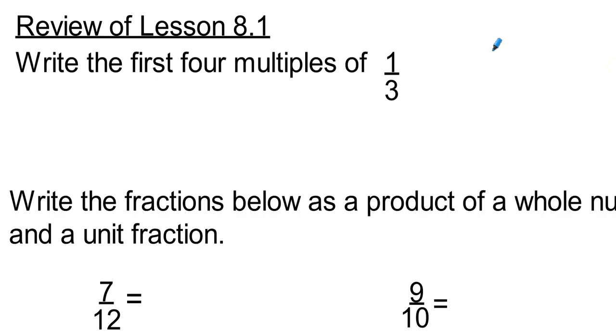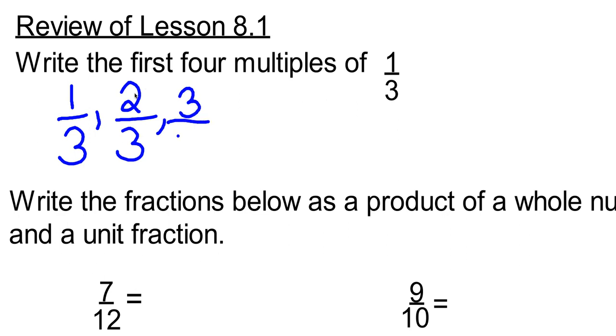All right, so let's review yesterday's lesson just to make sure, because that was part of our success criteria. To be successful today, we have to bring to the table our knowledge from yesterday's lesson. So let's do a quick review of lesson 8.1. Write the first 4 multiples of 1/3. I'm going to start with 1/3, and I only need the first 4. This says 1/3, 2/3, 3/3, 4/3. That's the first 4 multiples of 1/3.